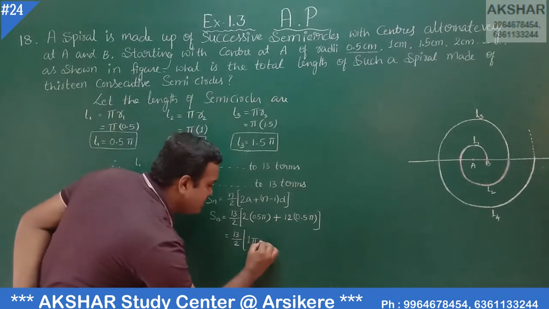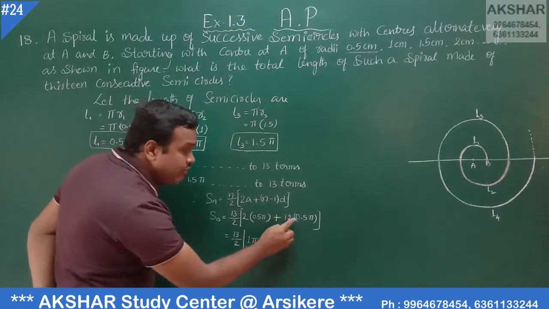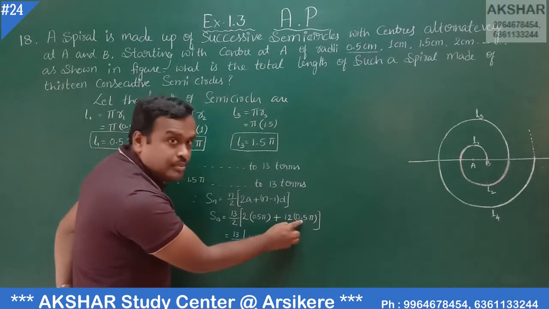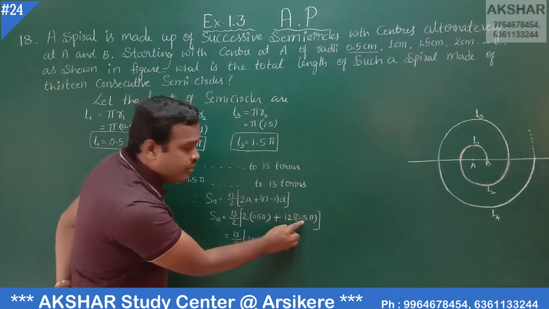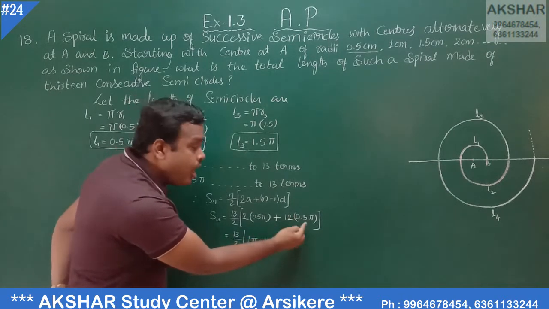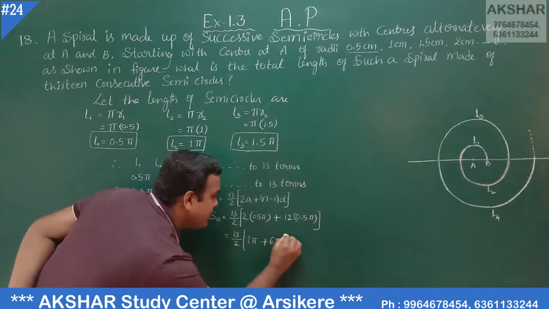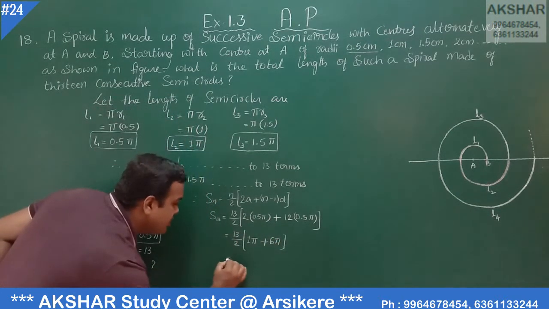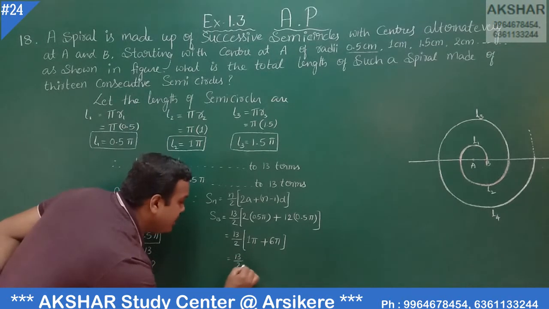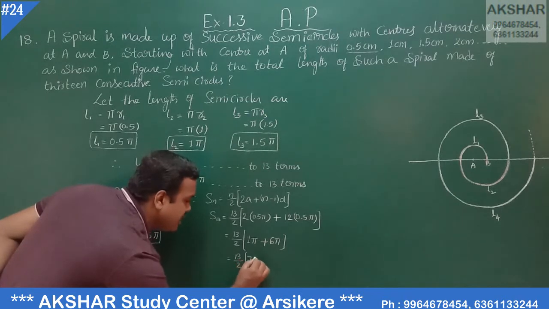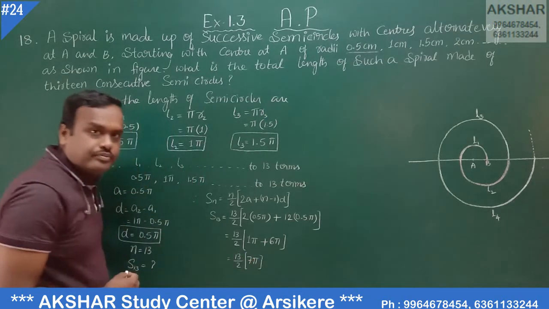Okay. Plus, see here, 12 into 0.5 pi. So, pi is kept as it is. 12 into 0.5. 0.5 means half. Half into 12. Half of 12 is 6. Therefore, how much? 6 pi. Clear? Which is equal to 13 divided by 2 into 1 pi plus 6 pi, which gives 7 pi.